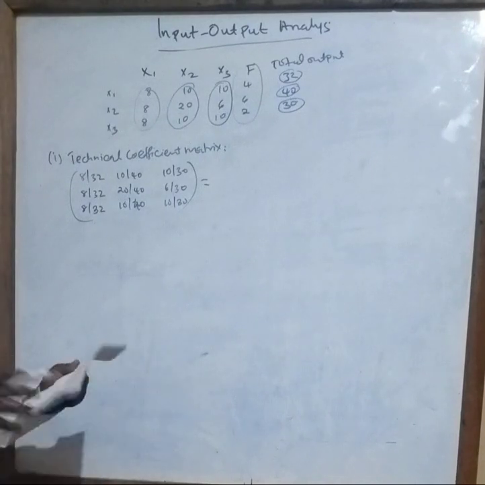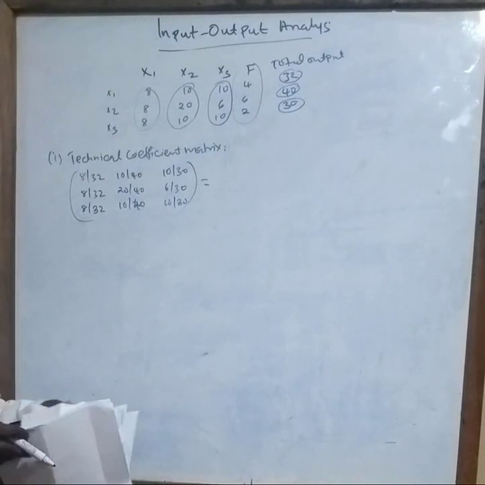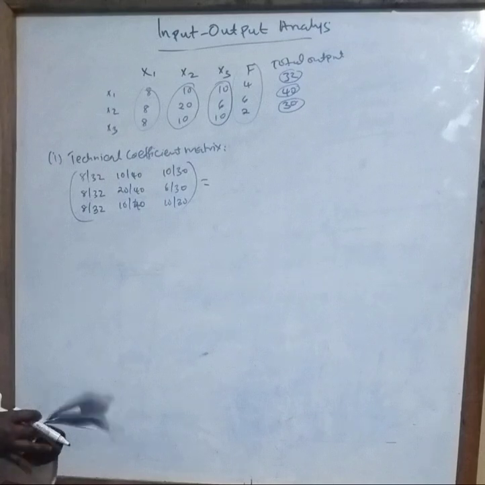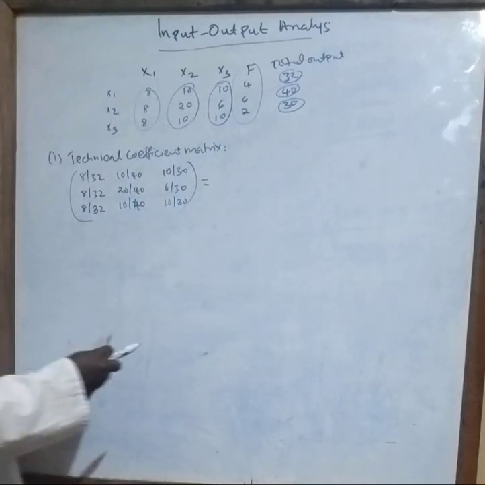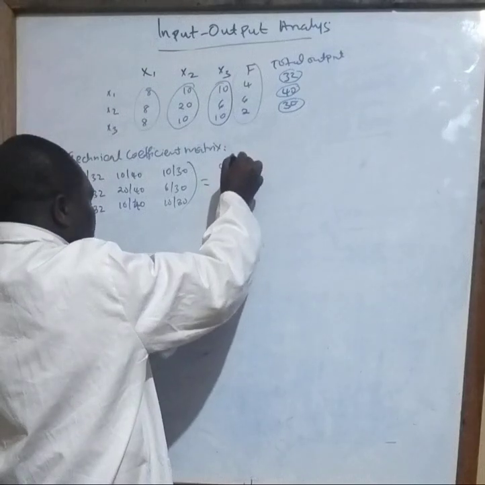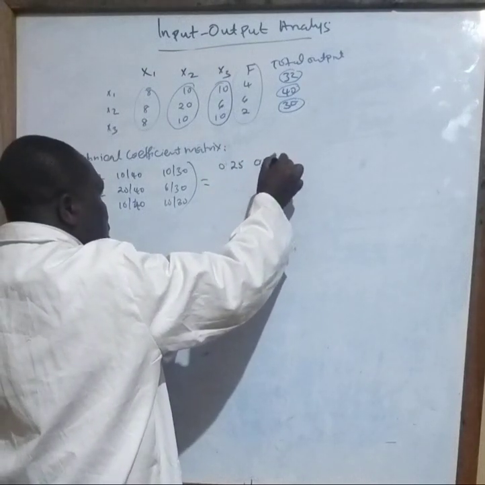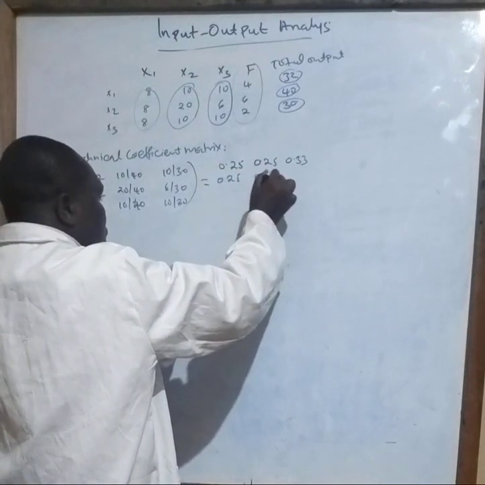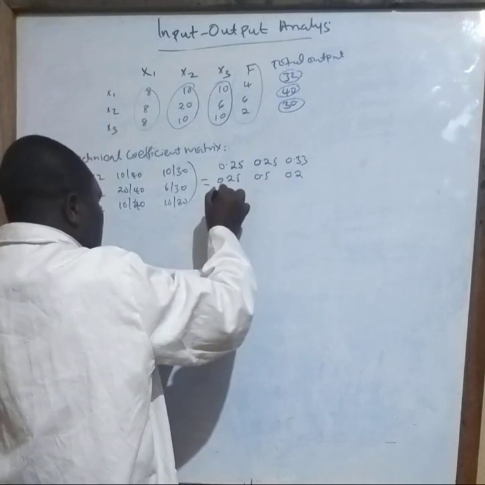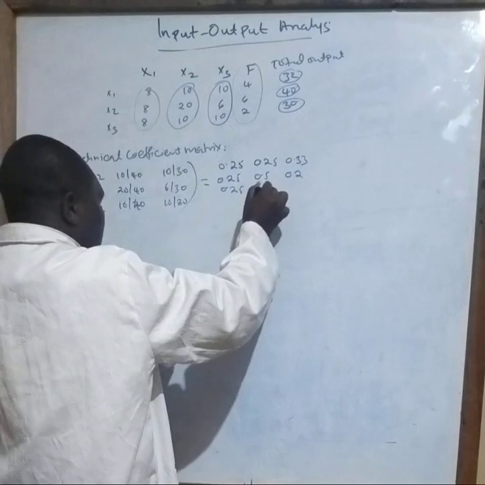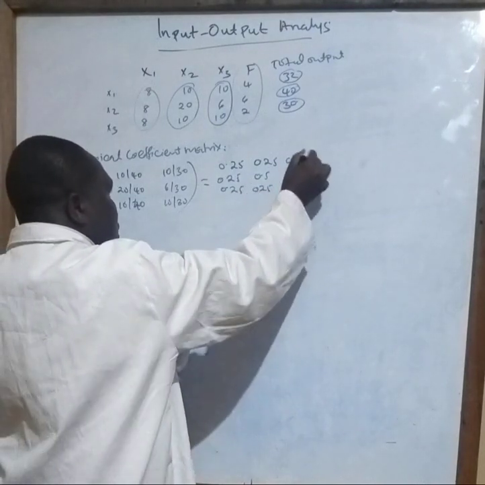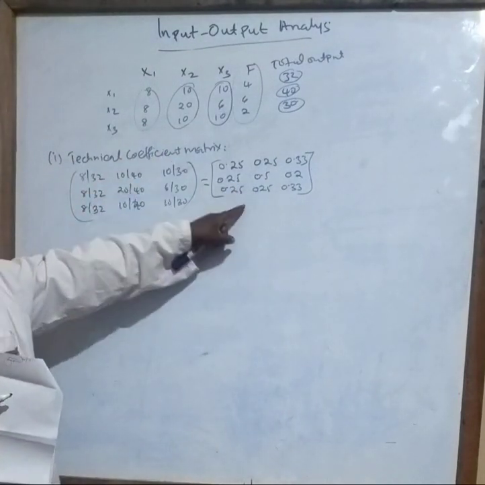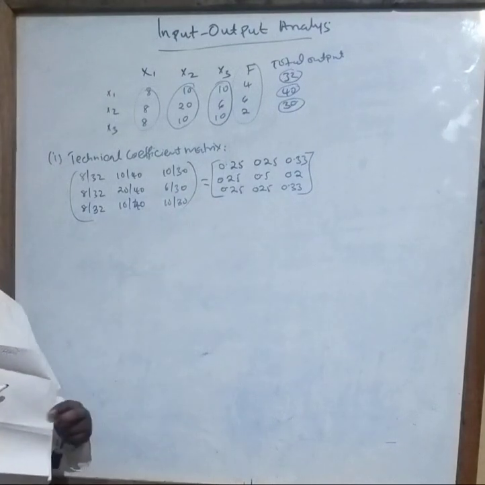So when you use your calculator to simplify this, your coefficients here will be 0.25, 0.25, 0.33, 0.25, 0.5, and 0.2, then 0.25, 0.25, and 0.33. So this is now the final answer. So the technical coefficient matrix, that is the answer. This gives you 2 marks.